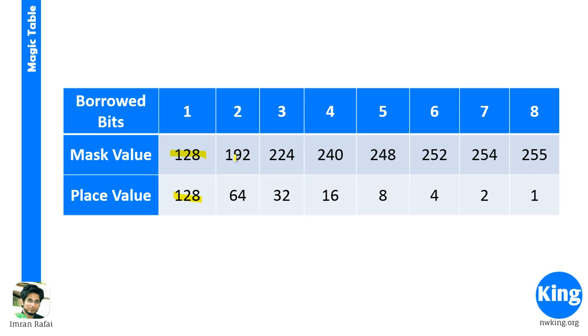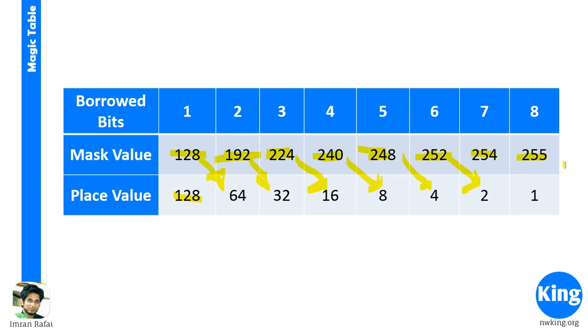How do we get the subsequent numbers? So 128 plus 64 will give you 192. 192 plus 32 will give you 224, plus 16 will give you 240, plus 8 will give you 248, plus 4 will give you 252, plus 2 will give you 254, and then 255. So in your subnet mask, these are the 8 values that are valid.